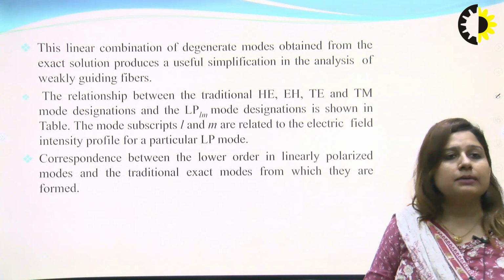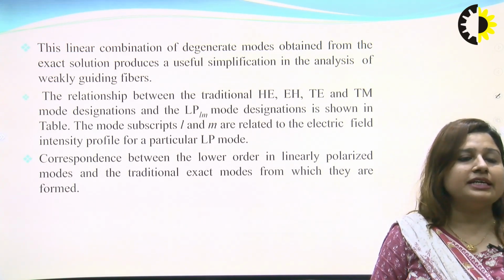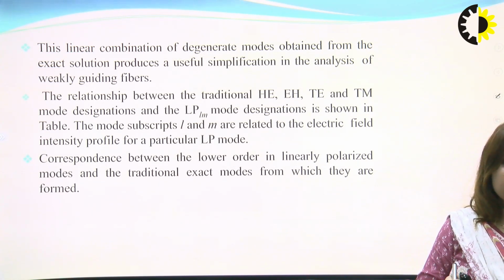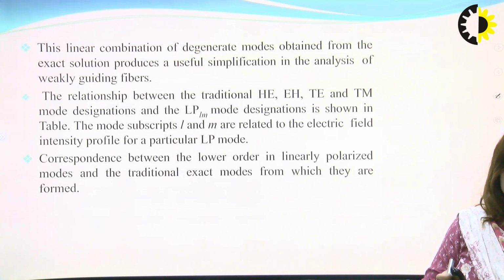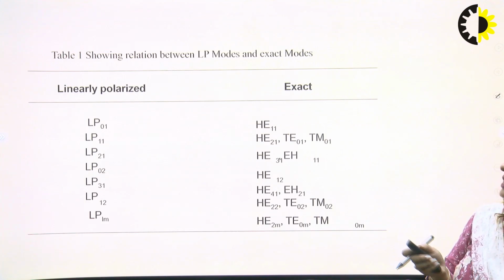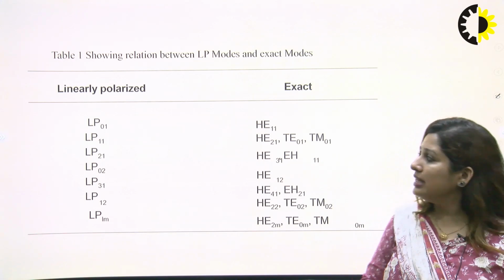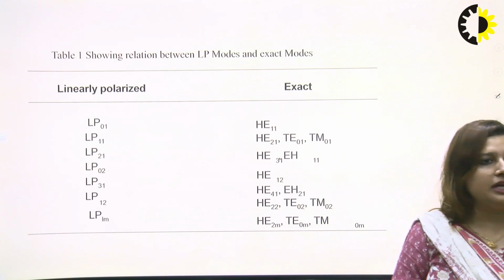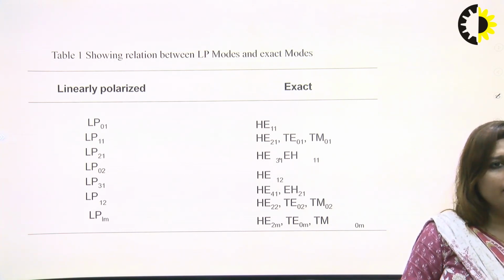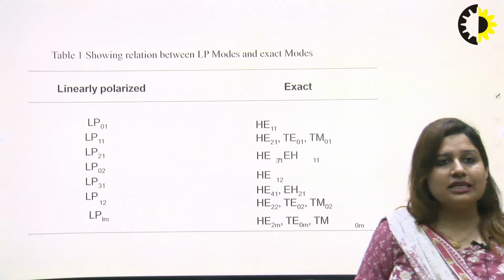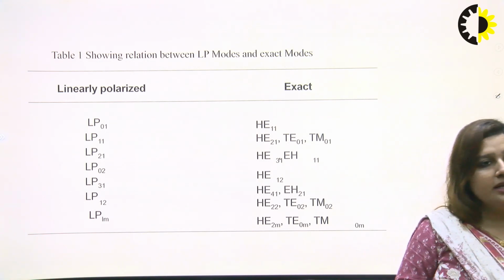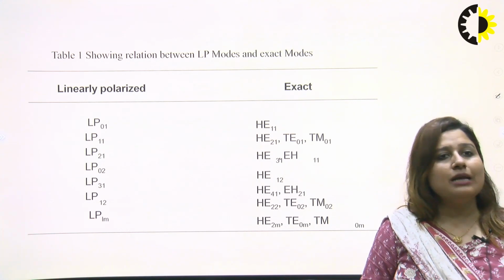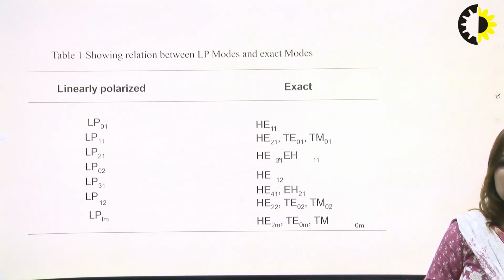The mode subscripts L and M are related to the electric field intensity profile for a particular LP mode. The correspondence between the lower order linearly polarized modes and the traditional exact modes from which they are formed is represented here in the table. On the left side we have the linearly polarized modes, that is LP01, LP11, LP21, LP02 and so on. The exact modes are given on the right side. LP01 has only the H contribution majorly, that is called HE11. Similarly, for LP11 we have HE21, TE01, TM01.